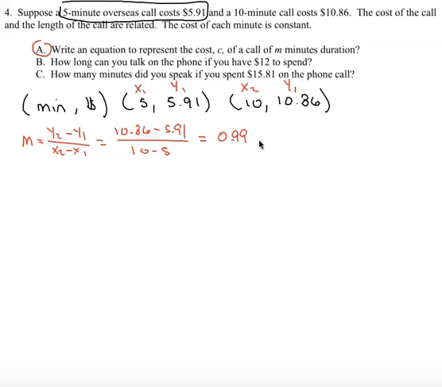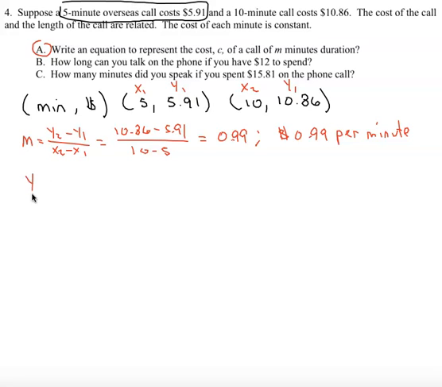The interpretation of this would be, it costs 99 cents per minute. So I have part of what I need to write the equation. So I have a point and a slope. I have 2 points actually and a slope. And I could choose any one. I'm going to choose my first coordinate.